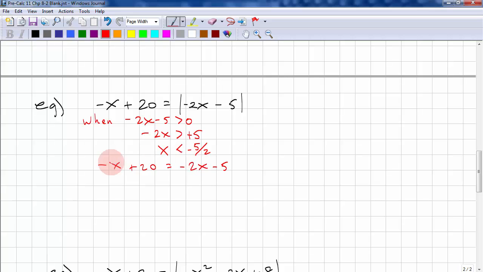Let's bring the negative 2x over to this side. It becomes positive, so 2x minus x is x. And then this goes over to the other side. We have minus 25.